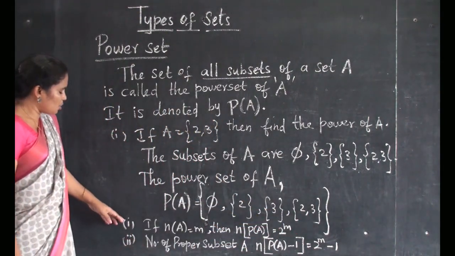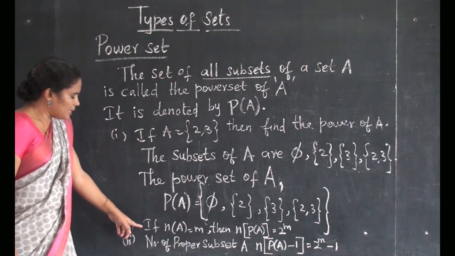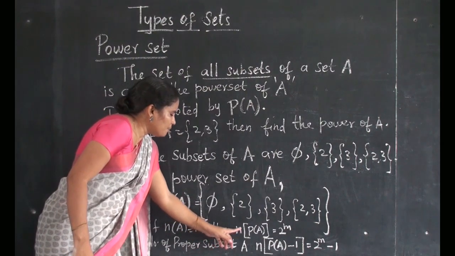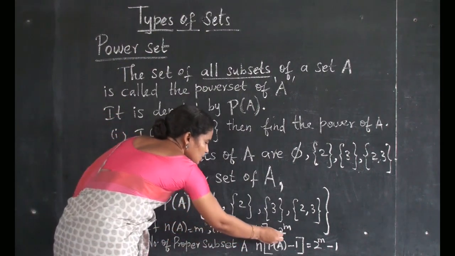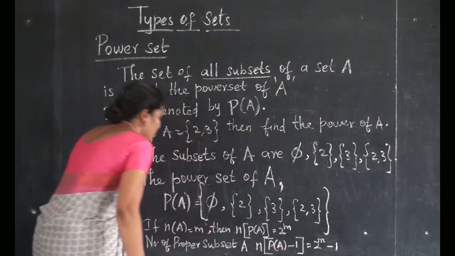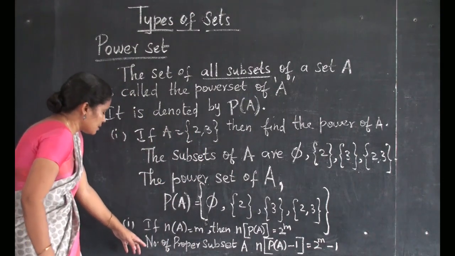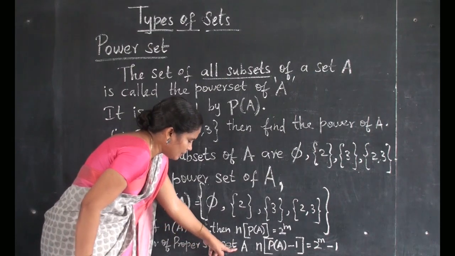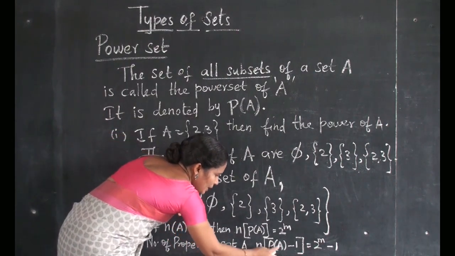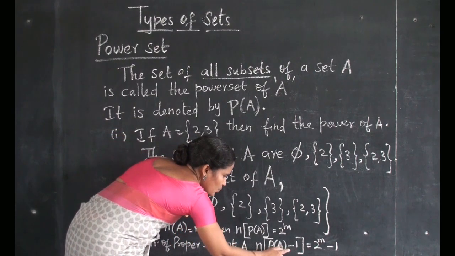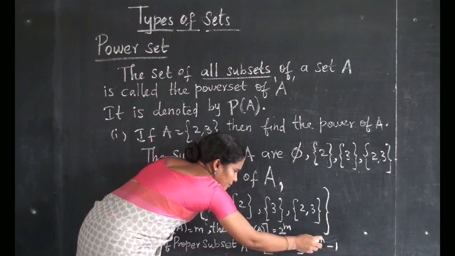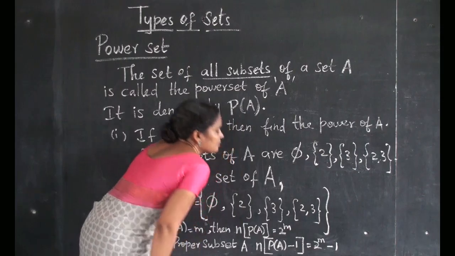We have two more important properties. If n(A) = m, then n(P(A)) = 2^m, to find the number of members. And the second condition: the number of proper subsets of A is n(P(A)) − 1, so it is 2^m − 1.